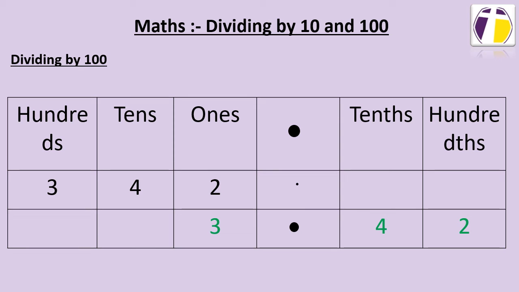My 4, or 40, in the tens moves to the ones and then the tenths column. And then finally the hundreds moves to the tens and then the ones column, giving me the answer 3.42. Why not have a go at trying to divide by 10 and 100, drawing a place value chart of your own?